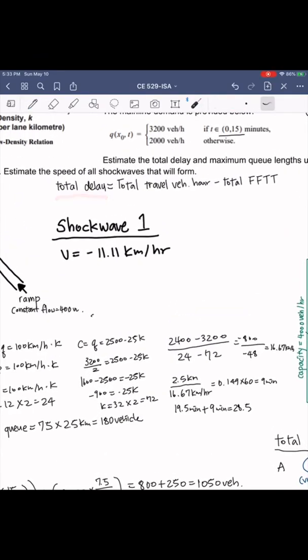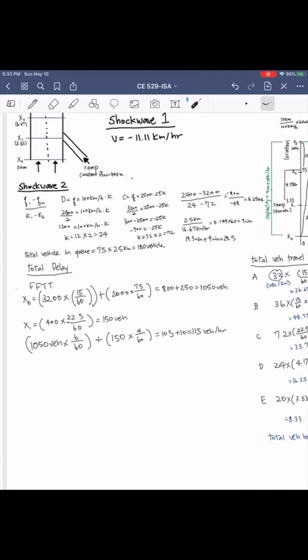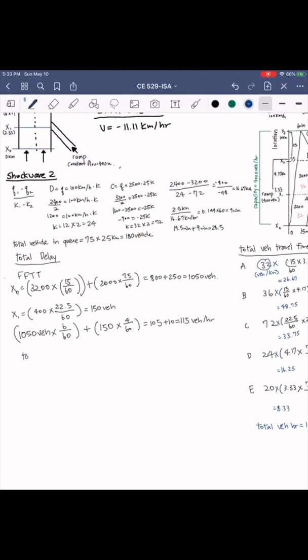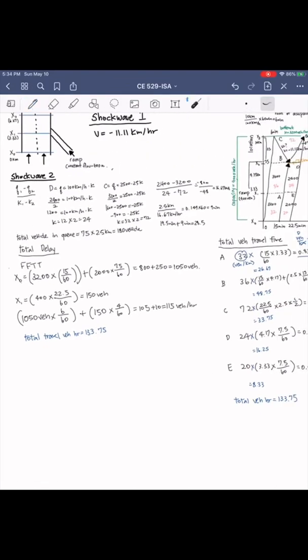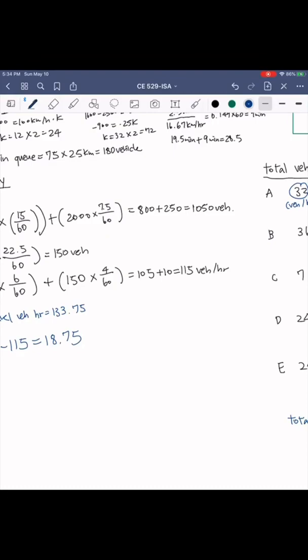So it's a total delay. As a reminder, total delay is the total travel vehicle hour minus total free flow travel time. So total travel vehicle hour is 133.75, and let's subtract this from this. So 133.75 minus 115, which is 18.75, which is the total delay.